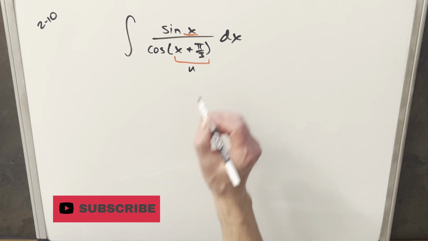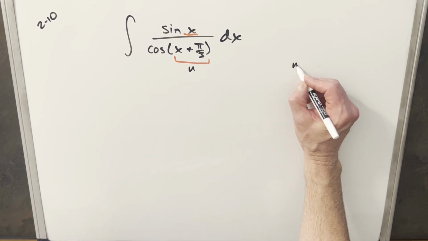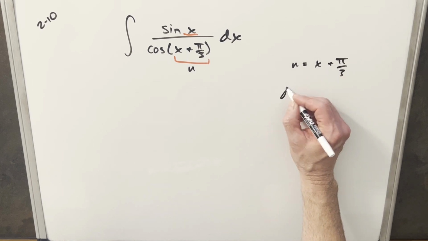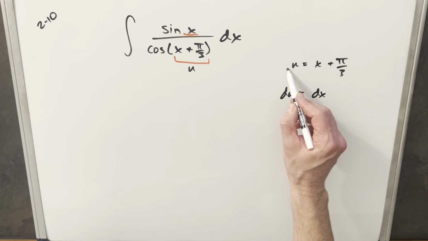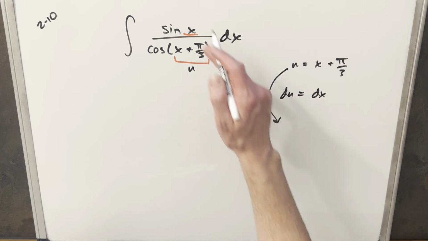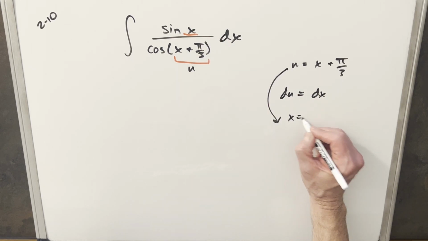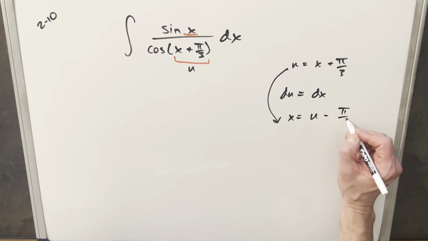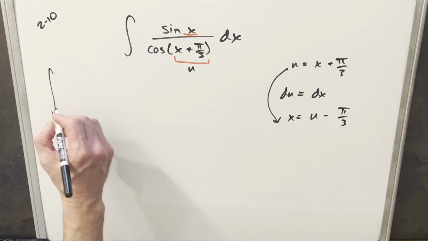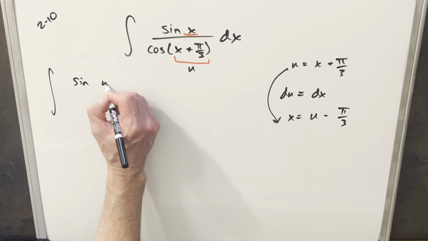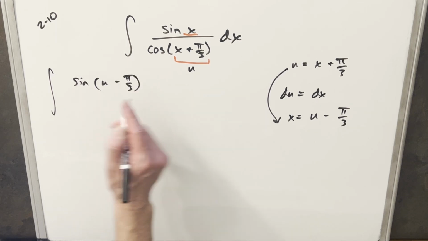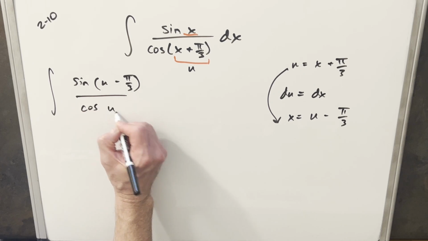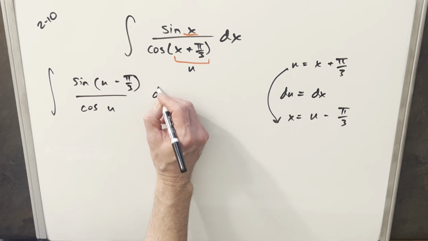I'll make my u substitution for x plus pi over 3. Then when we take the derivative, we're just going to have du equal to dx. And while I'm at it, I'll just get a value for x to plug in here. So x is going to be just u minus pi over 3. So now we'll just go ahead with this. We're going to have sine of u minus pi over 3 in the numerator. This is just going to become cosine of u right here. And then dx is just du, so that's nice.